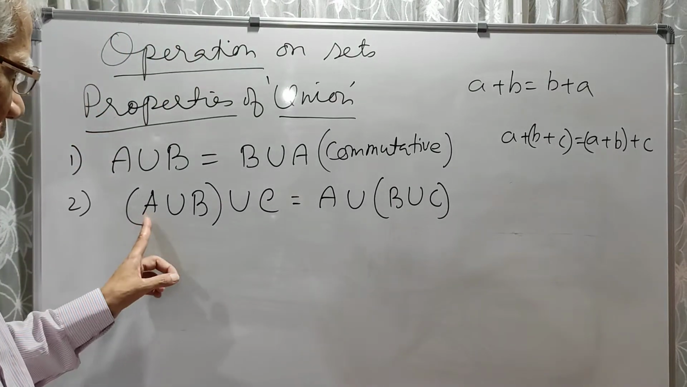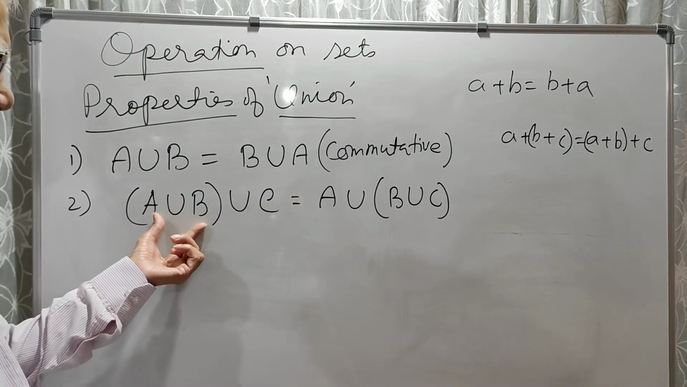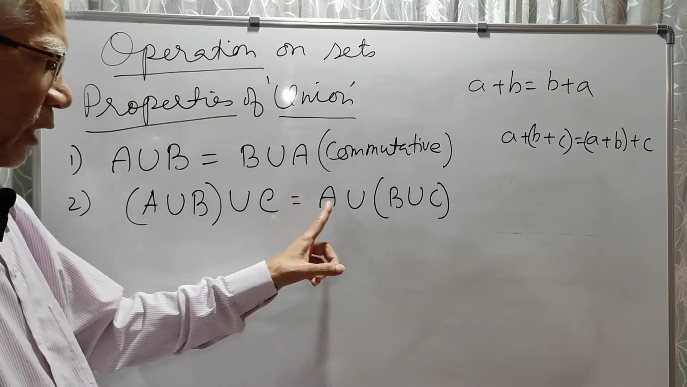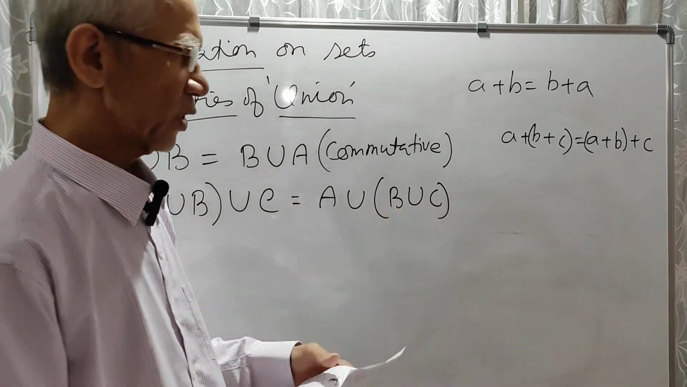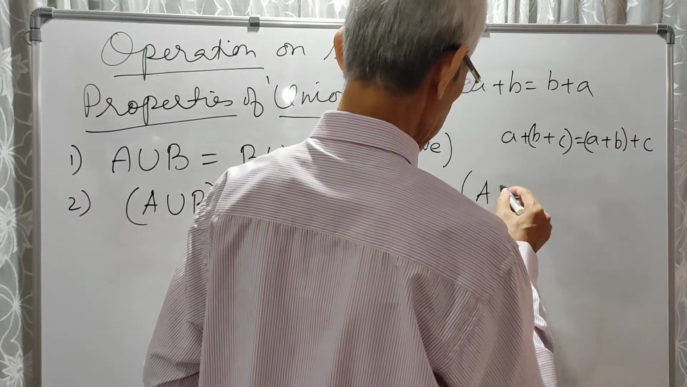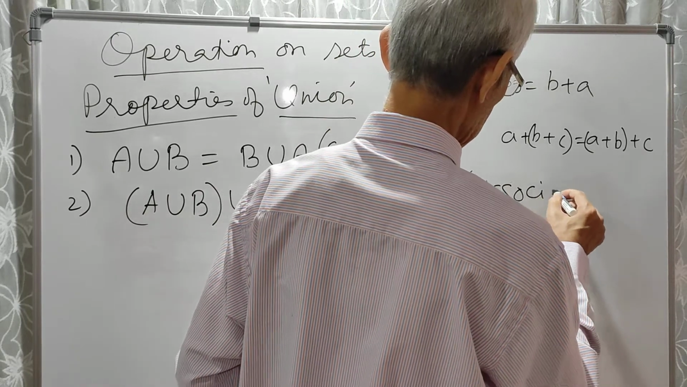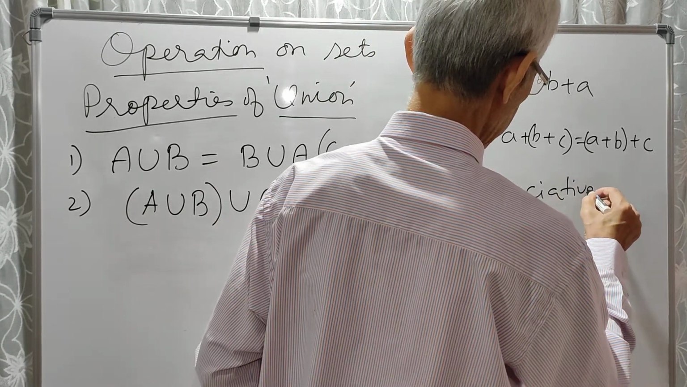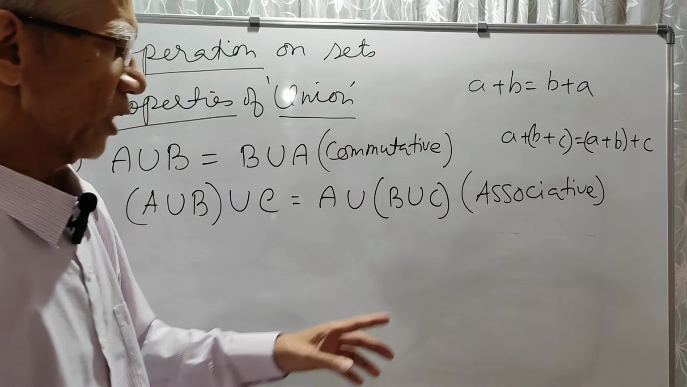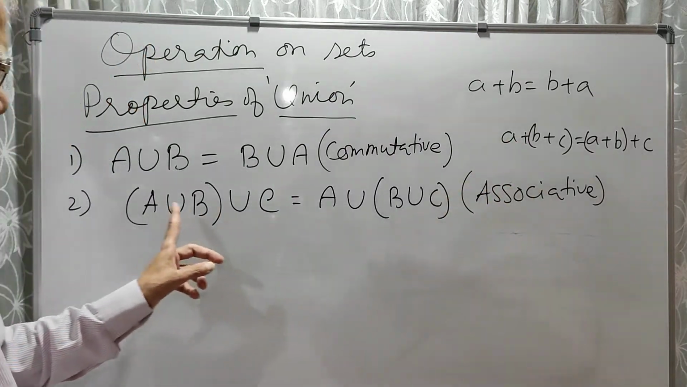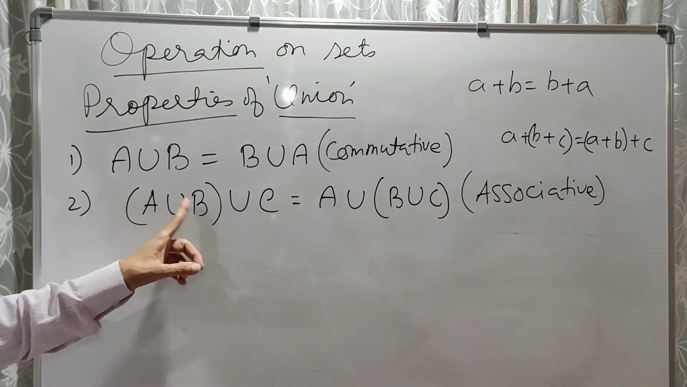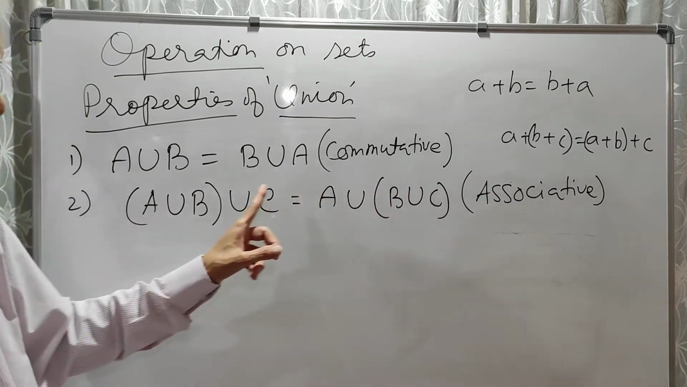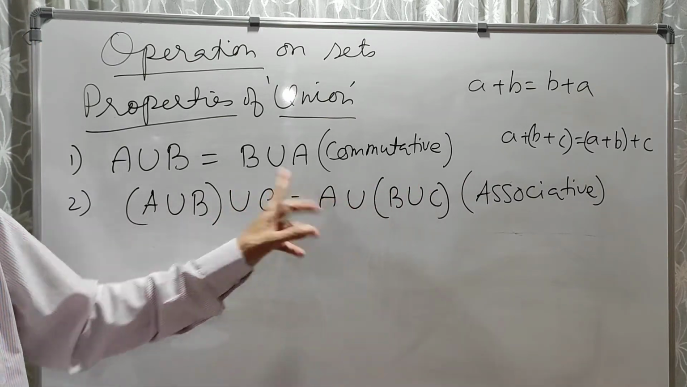Similarly, you see A union B union C, here A and B are associated, equal to A union B union C, here B and C are associated. So this is called the associative property of union. This is the associative property of addition. This is the associative property of union. A union B within bracket, here B union C within bracket. Union C, C is out, here A is out. Okay.